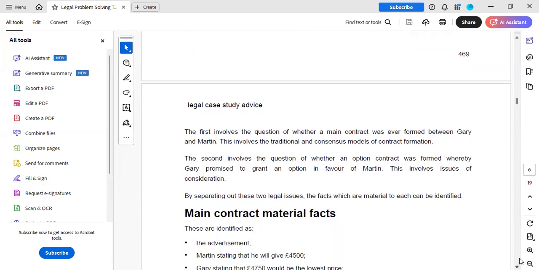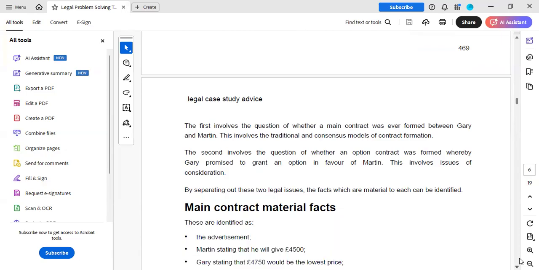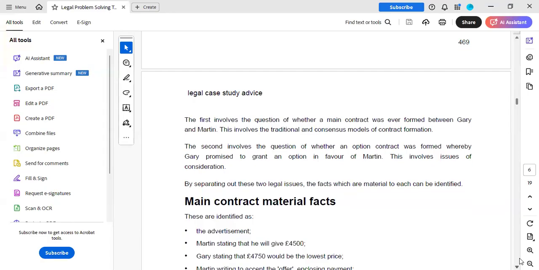So the first involves the question, you begin to ask from the case study, whether a main contract was ever formed between Gary and Martin. So you can see that in this particular one, it's raised as an issue, a question. This involves traditional models of contract formation. So you know that this is about contract formation. The second involves the question whether an option contract was formed, whereby Gary promised to grant an option in favor of Martin. So wherever we are raising issues, we have a first and second issue.